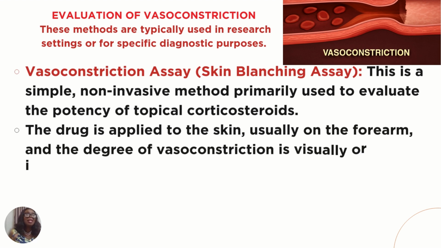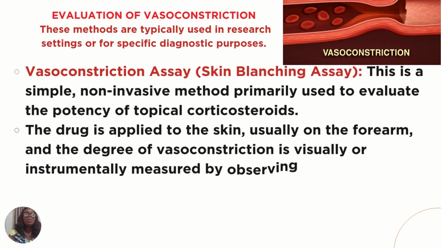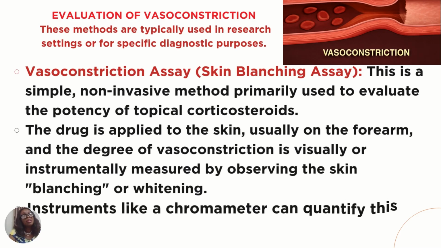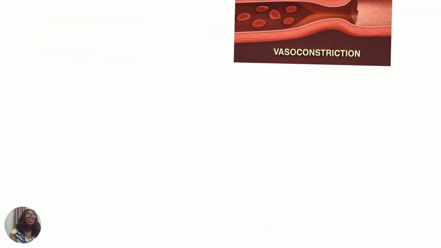This is just a simple non-invasive method that is primarily used to evaluate the potency of topical corticosteroids. Now, the drug is applied on the skin, usually on the forearm, and the degree of vasoconstriction is visually or instrumentally measured by observing the color change on the skin. You can also apply the use of instruments like a chromameter that can quantify the amount of color change.